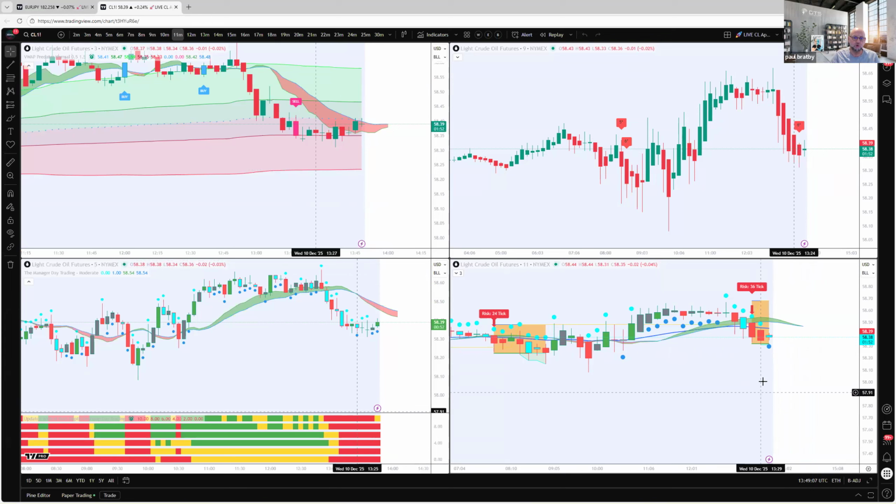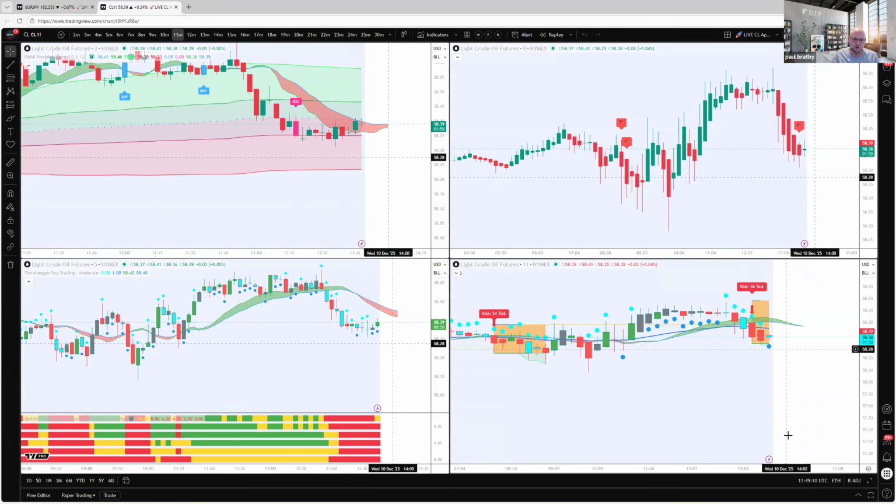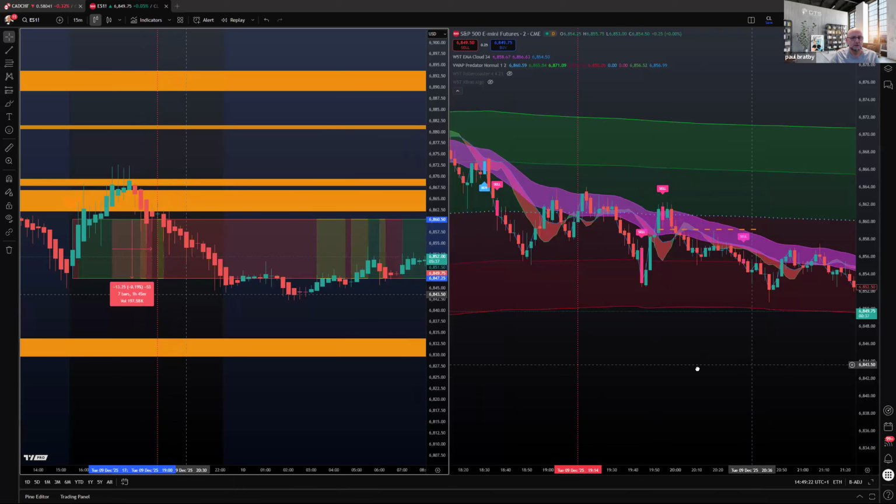There is a bit of support underneath, but what we've got is the oil pit open in 11 minutes' time. That could be the catalyst to push it through this low and get it going. So I'm not discounting that. Just put my order on now. Okay.